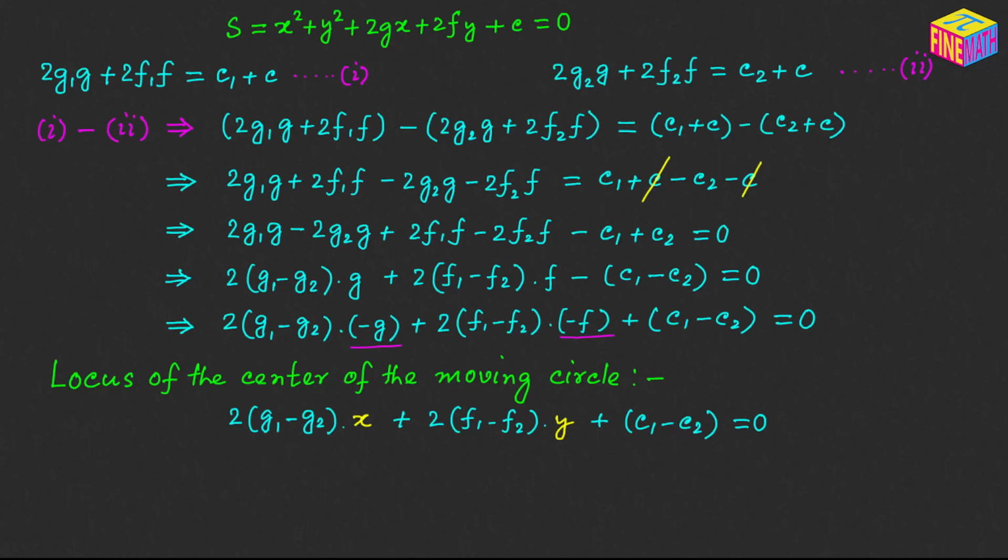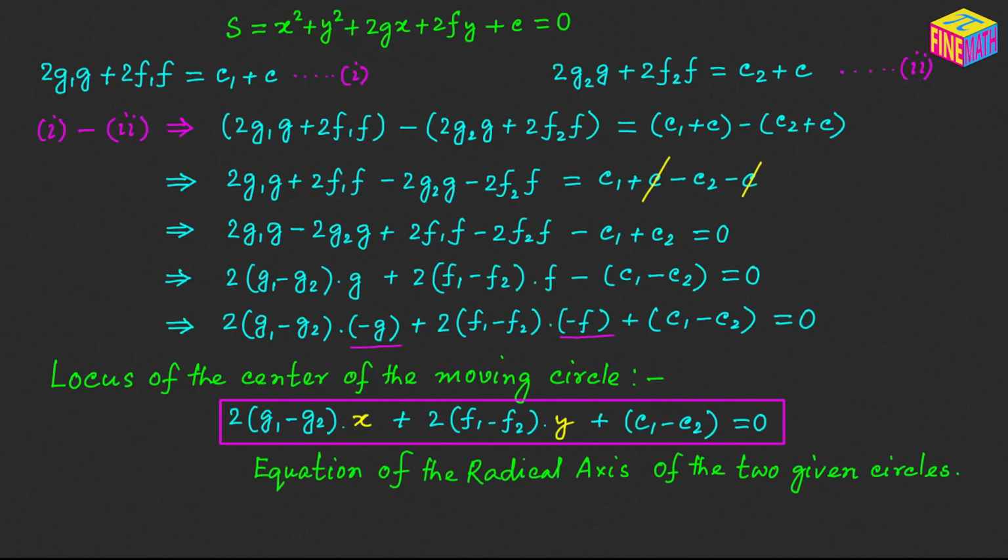So that means if there is a moving circle which orthogonally intersects two other given circles, then the locus of the center of that moving circle will actually represent the radical axis of the two given circles. And that was property number 4. I hope things are clear up to this point.